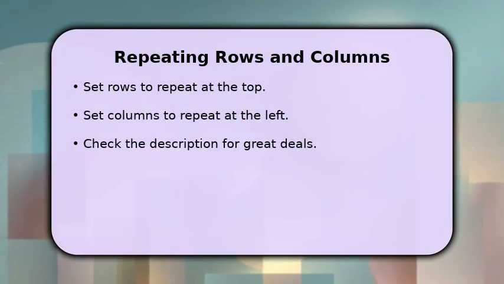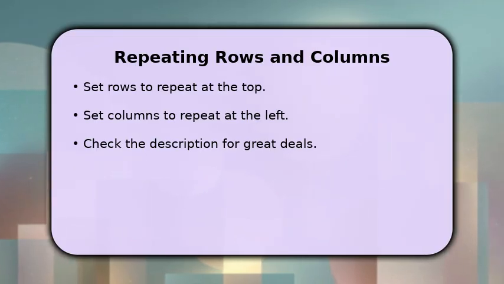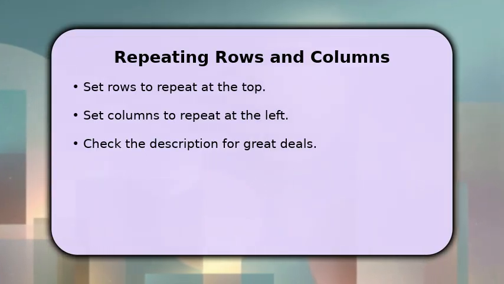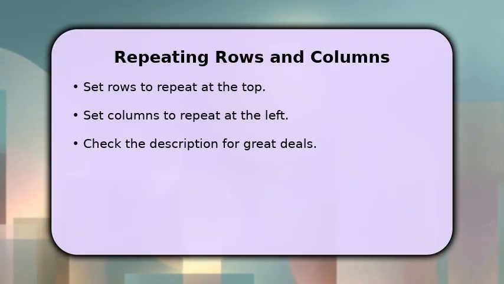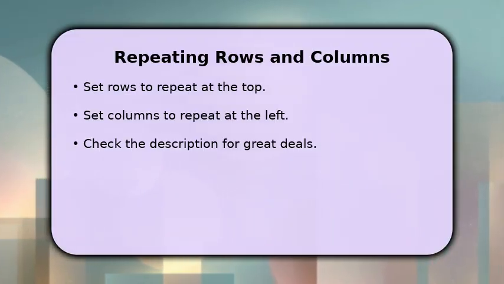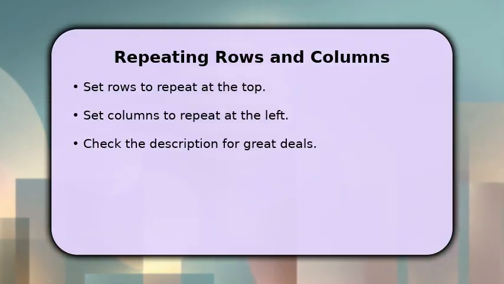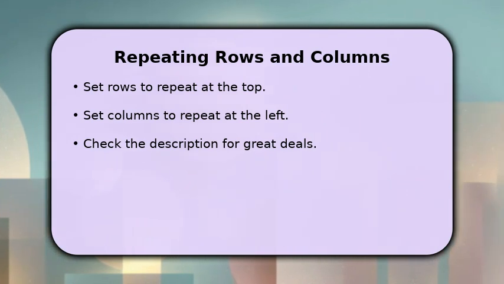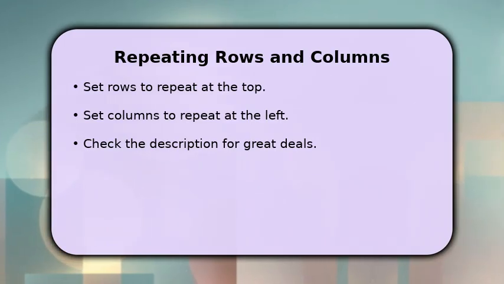Beyond simple headers, you can also set specific rows or columns to repeat on every printed page. In the Page Setup dialog, go to the Sheet tab. Here, you'll find options for rows to repeat at top and columns to repeat at left. This is perfect for ensuring your data labels are always visible. Just select the rows or columns you want to repeat.